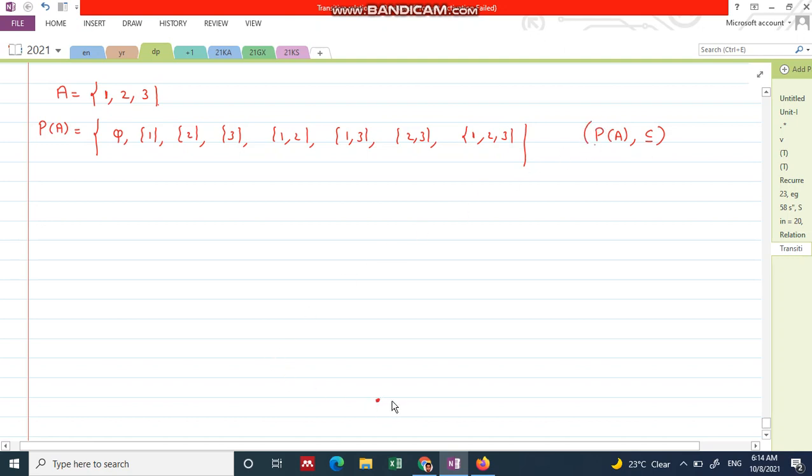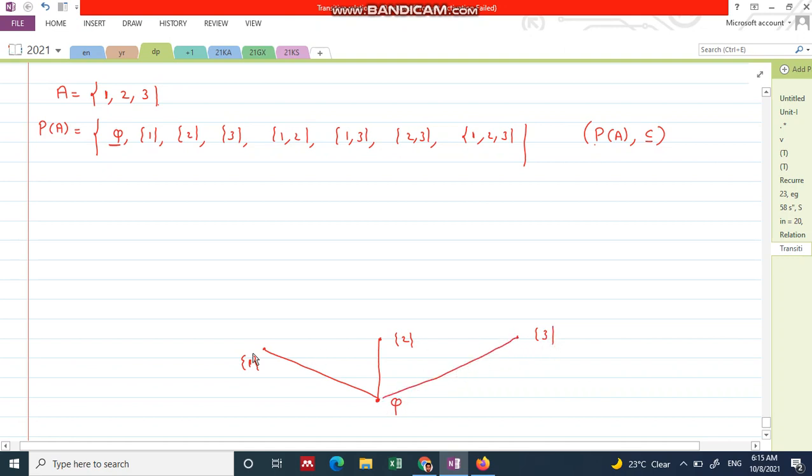Okay, so phi, this element is actually a subset of every set. Now the next element we write here is singleton 1. Is there any relationship between 1 and phi? Yes, phi is a subset of singleton 1. Is there any relationship between phi and 2? Yes, phi is a subset of it. Is there any relationship between phi and 3? Yes, because phi is a subset of 3 also.